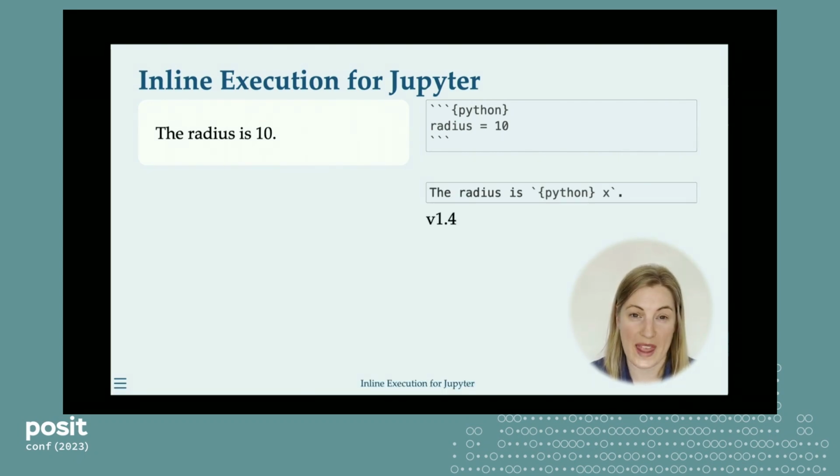Quarto 1.4 introduces a new syntax for inline execution. Single backticks, followed by Python and curly braces, followed by the code to be executed. In this case, we're just grabbing the variable itself. Or if you happen to use the Julia Jupyter kernel, you could swap this out for a Julia example as well.